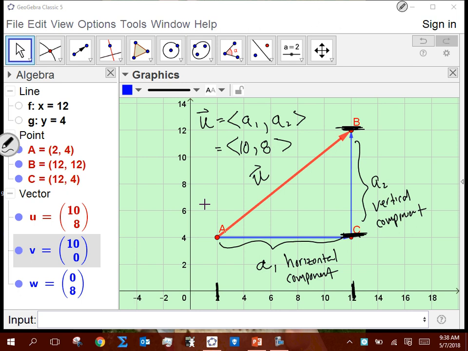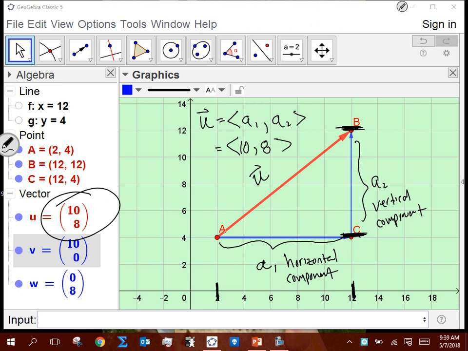And you see over there on the left-hand side in that algebra pane on GeoGebra, it's calling it 10, 8. It uses a different type of notation, more of a matrix notation, which is nice because with vectors, we do a lot of stuff with matrices. So having that ability to write it as a matrix is nice. It's a 1x2 matrix. Is that okay? All right.